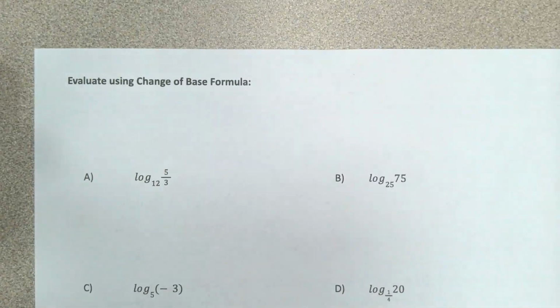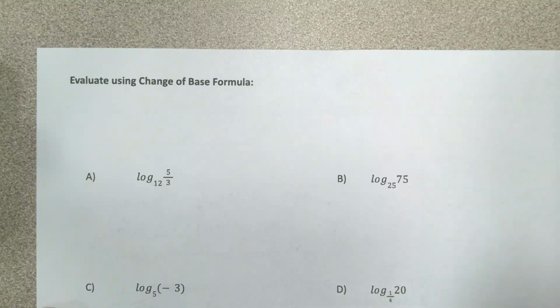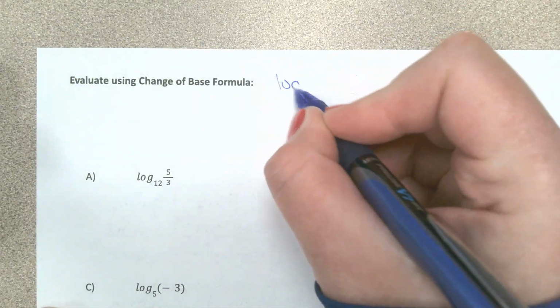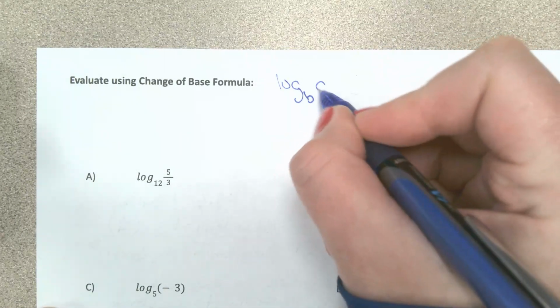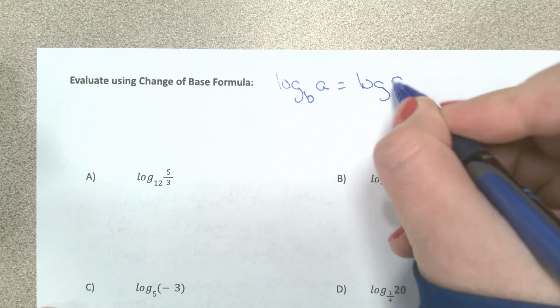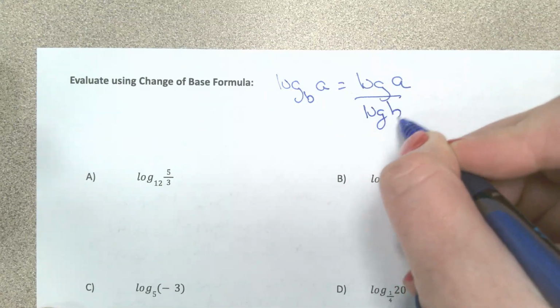We've done some change of base, and we're going to do it one more time. The change of base formula says if you have log base b of a, that gets me log a divided by log b.